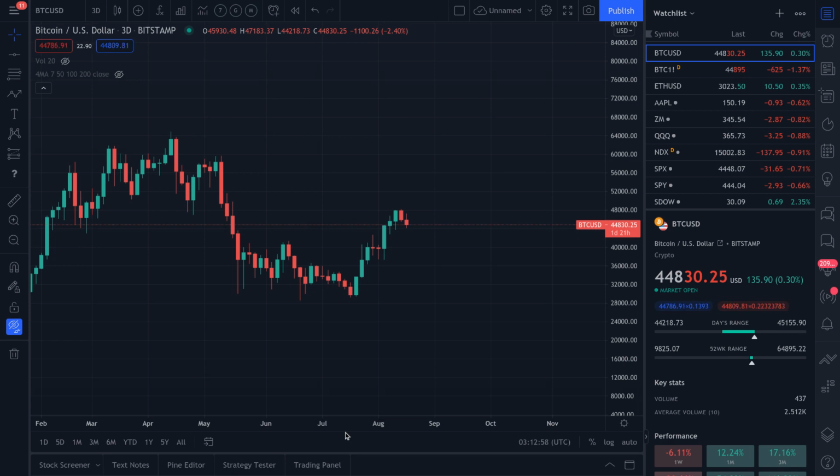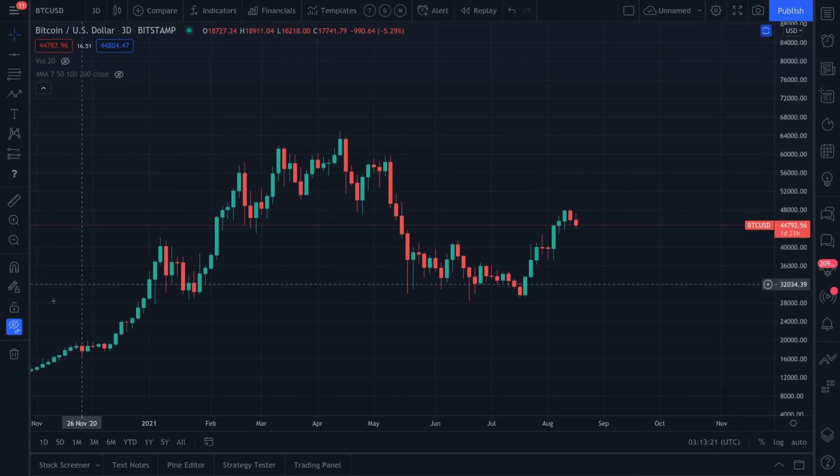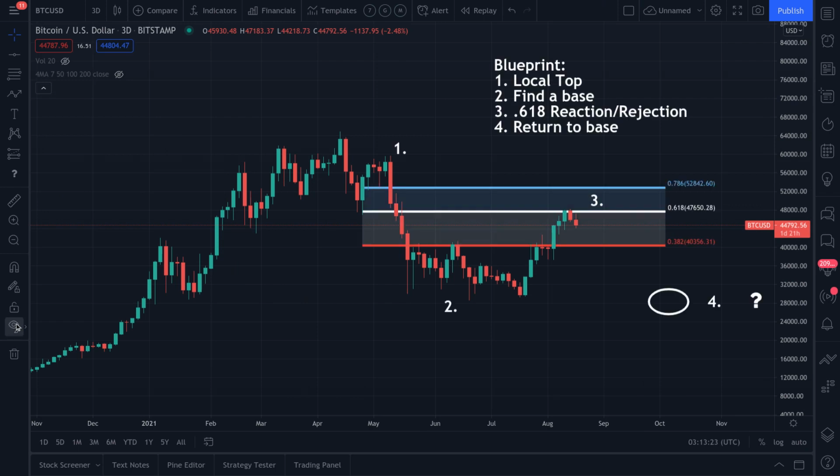So let's go ahead and dive right into this chart here. Today is August the 17th, 2021, and the current price of Bitcoin is $44,778.27, slightly positive 0.1%, fluctuating there for the day. All right, guys, here is the blueprint, so to speak.